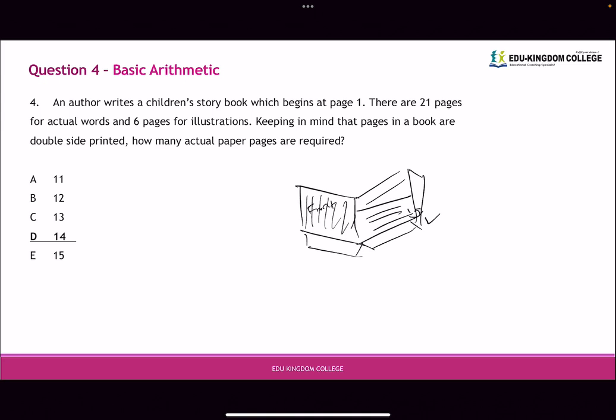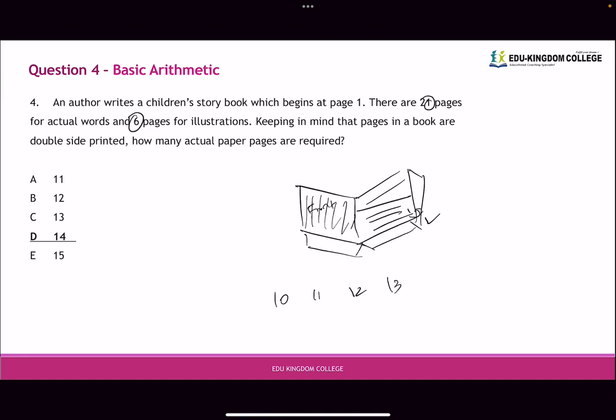So there's 21 pages for actual words, 6 pages for illustrations. Now the first 20 pages are going to be on 10 pages, and then the last page of words and the first page of illustrations is going to be on the 11th page, and then there's going to be 5 more illustrations left. So 12 is going to be the second and third illustration, 13 is going to be the fourth and fifth.